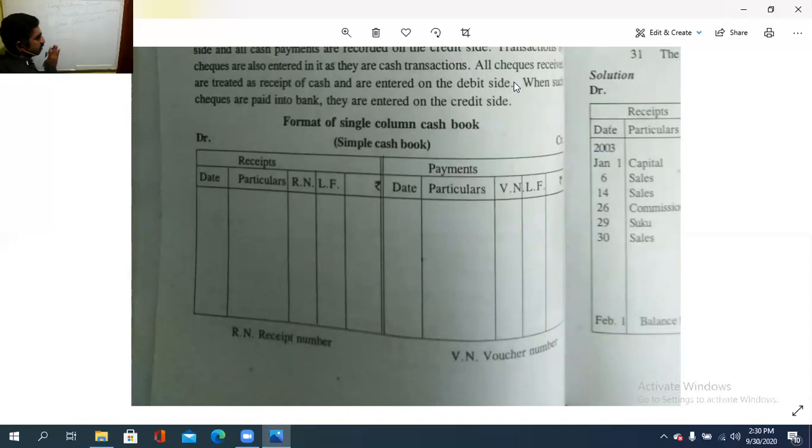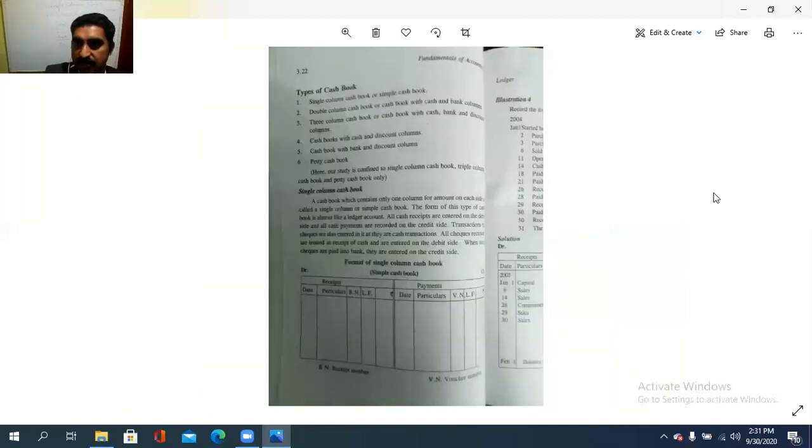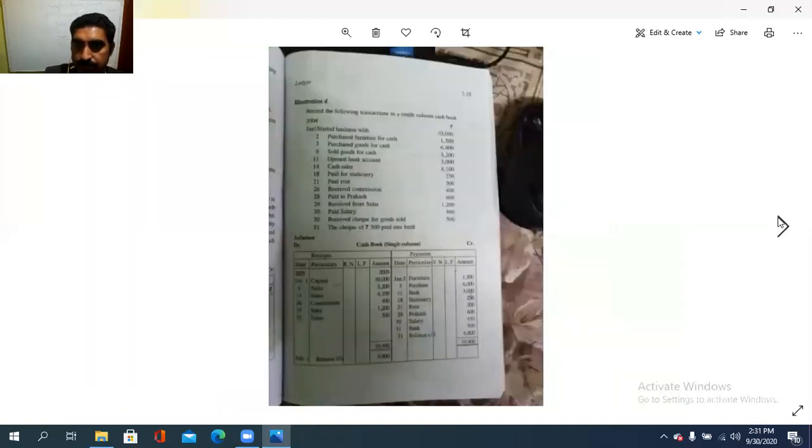This side is which side? Debit side or the receipt side. This side is the payment side. So receipt and the payment, or debit side and the credit side. So this is date, particulars, RN, then LF and amount. Okay, receipt note or receipt number, and particulars in that voucher number. Or RN is receipt number and VN is voucher number. So see the format, and then we will do this problem also.